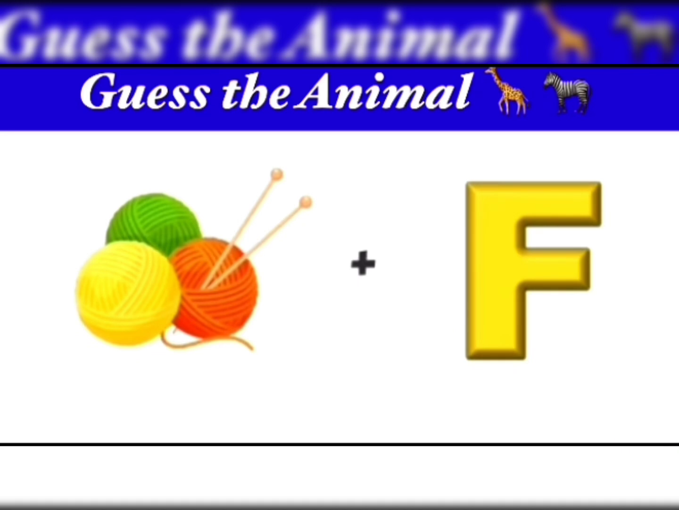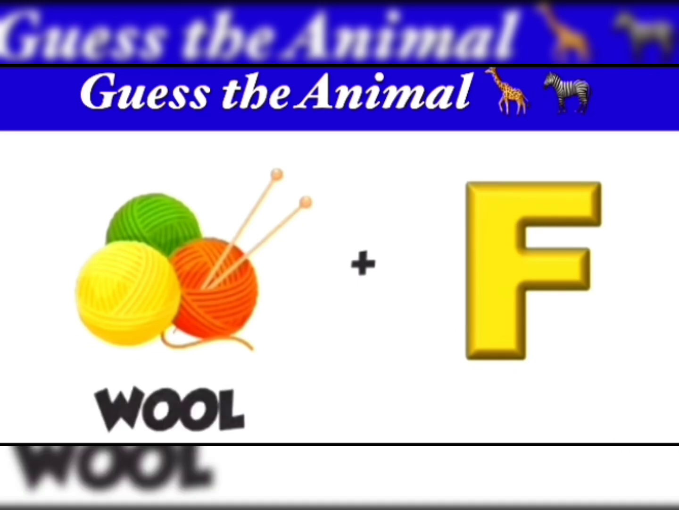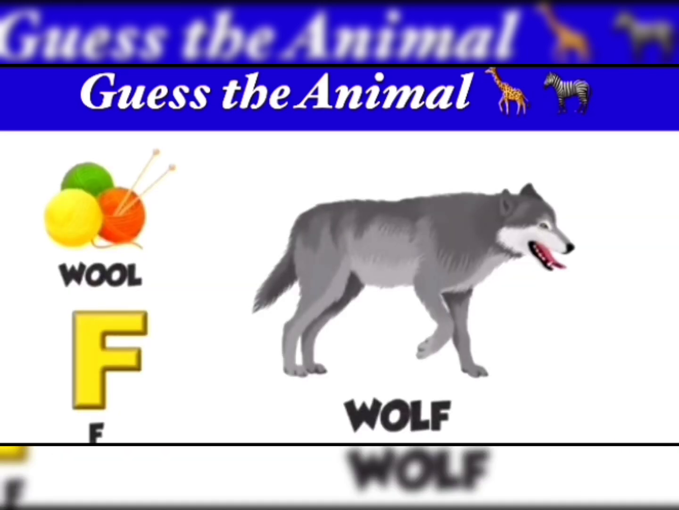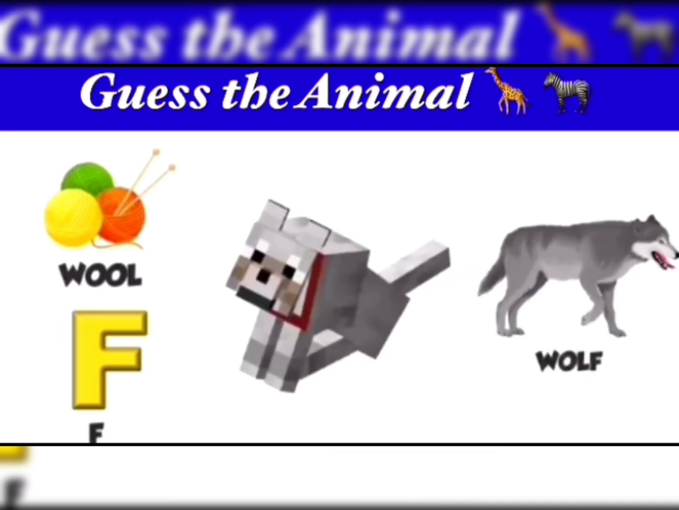Wasn't it very easy? Well, the first one is the wolf and the second one is the F, so it's the wolf. Did you guess it? I hope you did. It's very easy. Let's move on to the next quizzle.